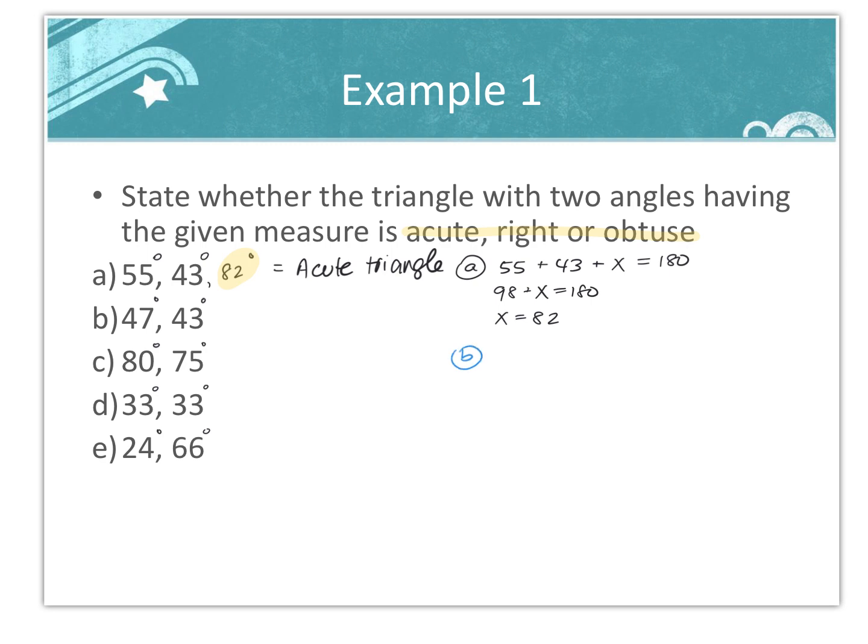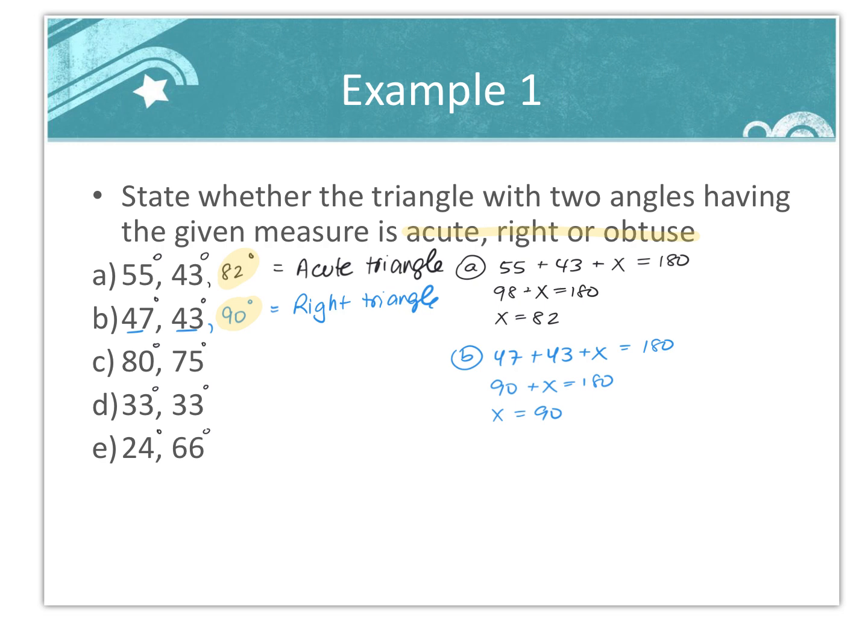So let's do B. For B, I start with 47 plus 43 plus some unknown angle equals 180 degrees. When I add this up, I get 90 plus x is 180, and when I subtract 90 from both sides, I get that the missing third angle is 90 degrees. Again, I look at my three angles and identify the largest one. It's 90 degrees. That's a right angle, which means this is a right triangle. So yes, there are acute angles here, but to name the triangle by its angles, I have to find the largest angle, and it's based on the size of that angle.